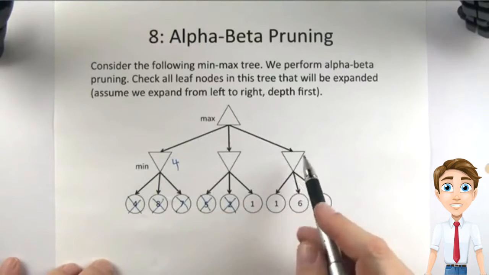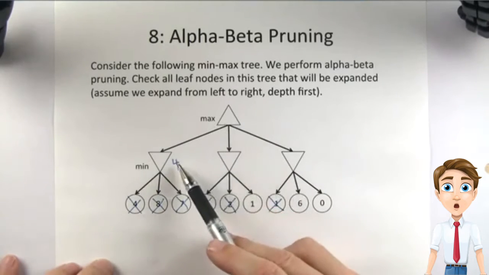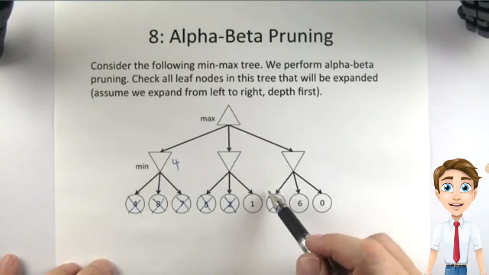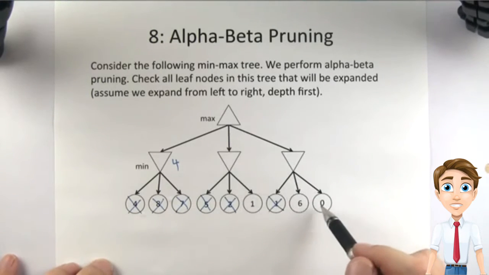Finally, as we move to the right side, the moment we hit 1, we're done, because we know the max could be 4, but this branch over here will yield no value larger than 1. So we go back and never expand the nodes on the right side over here.